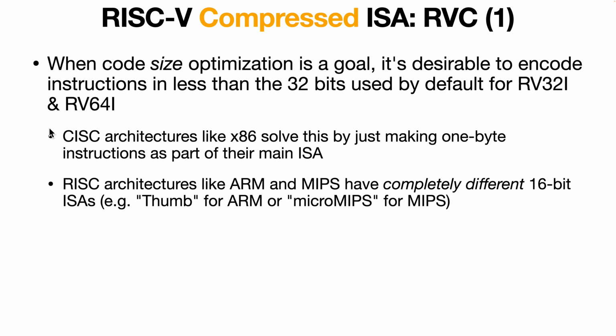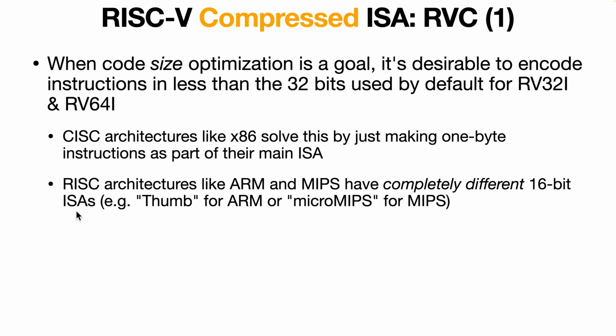instead of 32 bits. Again, CISC architectures like x86 have multi-byte encoding, variable sized encoding, and so consequently you could have 1, 2, 3, all the way up to 15-byte assembly instructions. That's how they achieve smaller code size. And RISC architectures like ARM and MIPS have completely different 16-bit ISAs.